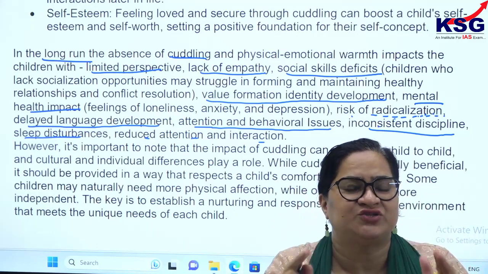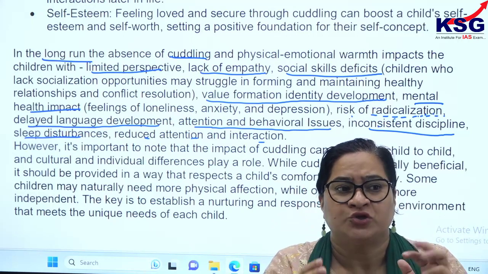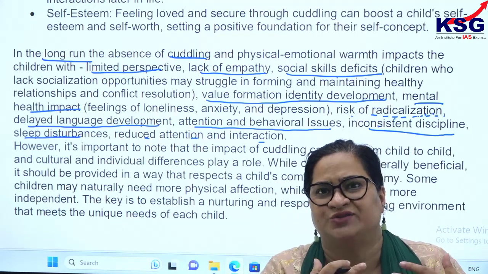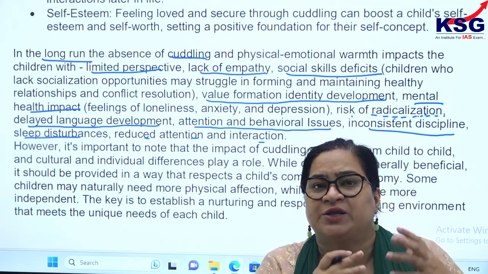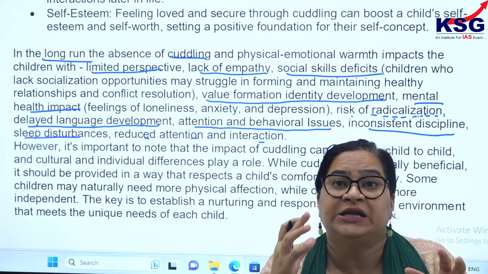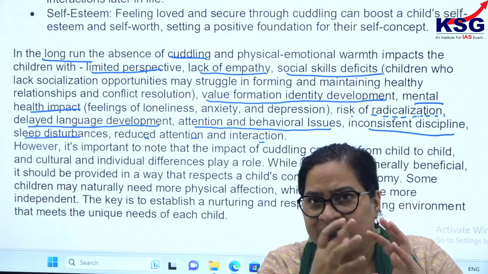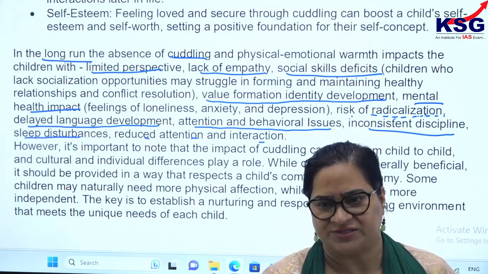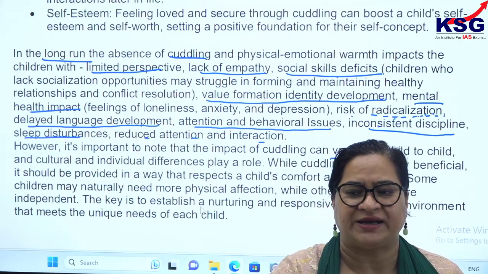That's why now the child is trying to seek his or her space. So it's not necessary you always cuddle the child. You need to respect the personality of the child, because different children will need different levels of cuddling, different levels of being supported. So you need to respect that.